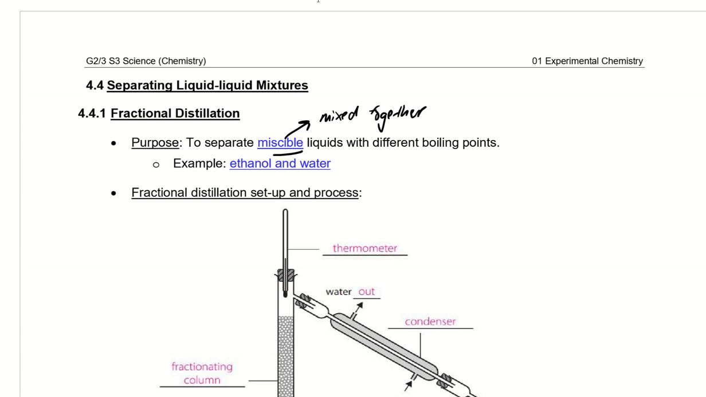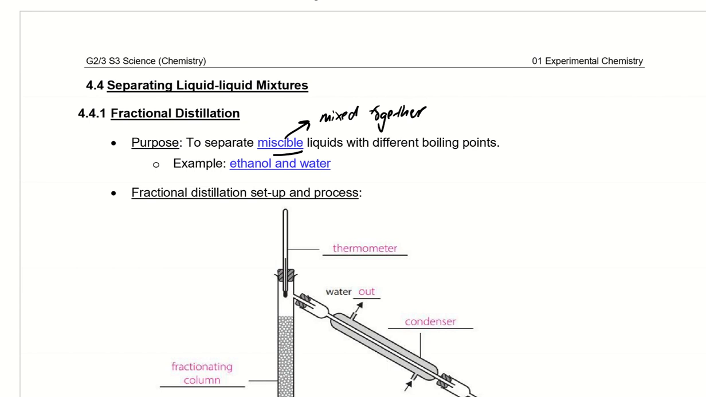Hi students, previously we have looked at how to separate solid mixture, solid liquid mixture, and now we'll be looking at liquid mixture. So what are some methods to separate them? So we will be learning about fractional distillation. So what's the purpose? Is to separate miscible liquids with different boiling points. So the word miscible means mixed together. One example will be ethanol and water.